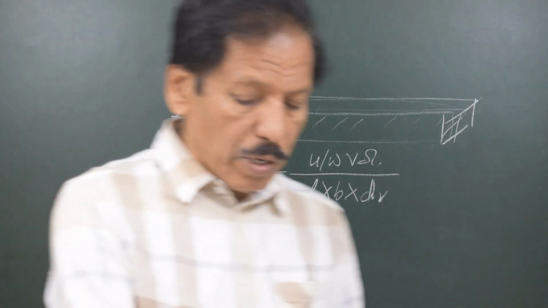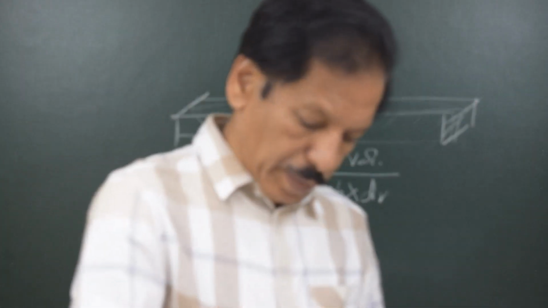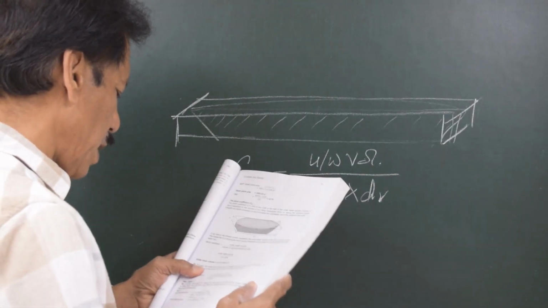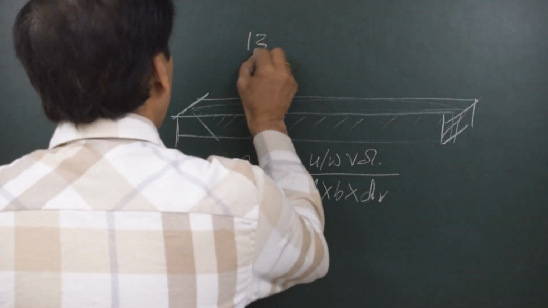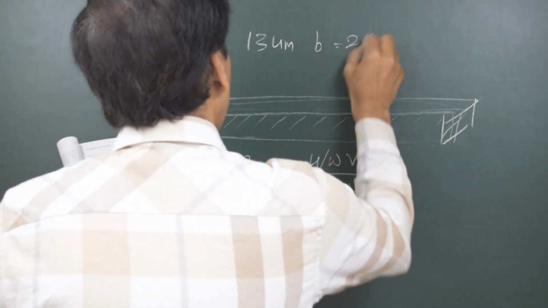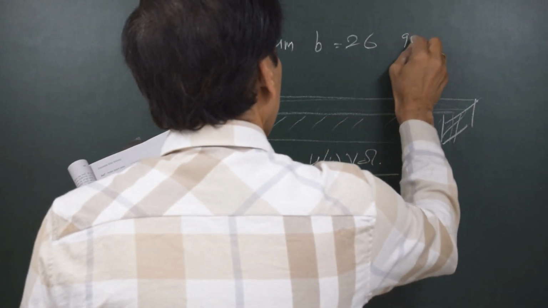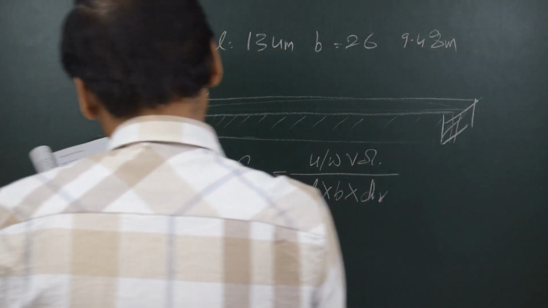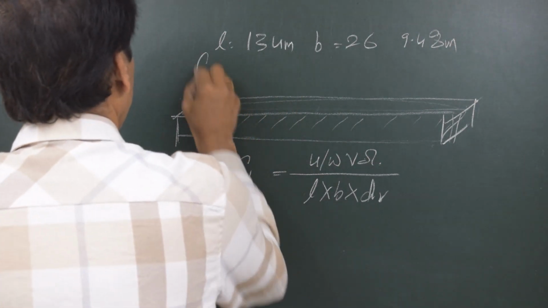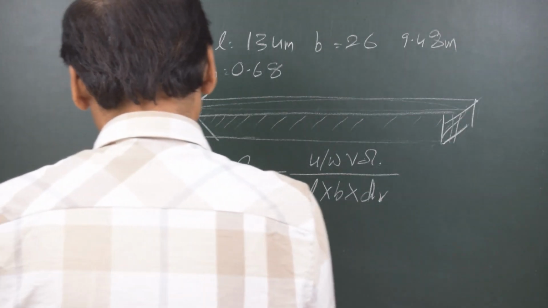So let us do a numerical from my book about the block coefficient, right? So here is the question. A ship 134 meters long with a beam of 26 has a summer draft of 9.48 meters. That is a summer draft. The block coefficient at this draft is 0.68. Cb is 0.68. Find the summer displacement.